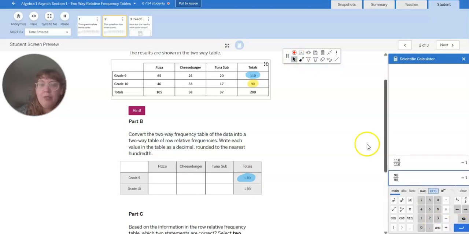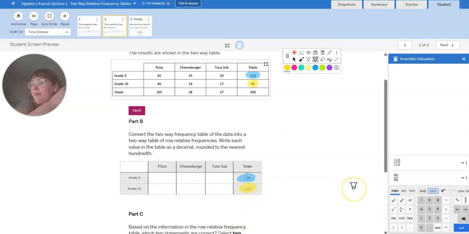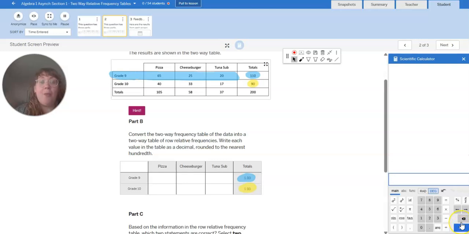And same thing for 90 over 90 gets us that relative frequency of 1. Good. So for the first row, when we're just focusing on grade 9, just grade 9, that's it. Right here, we're going to take each of these numbers and divide them by that 110. So we have 65 divided by 110, which gets us 0.59. So what that means is about 59% of ninth graders chose pizza.